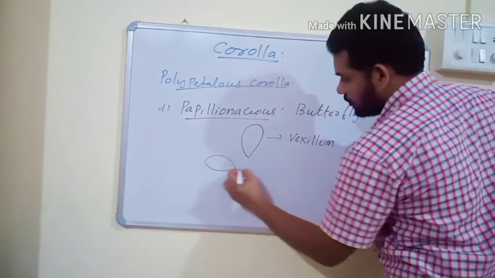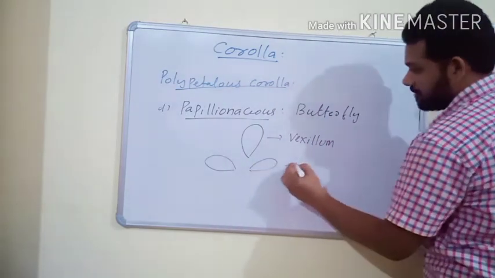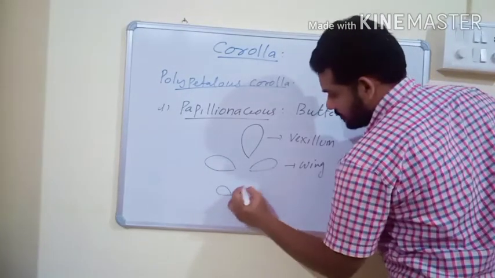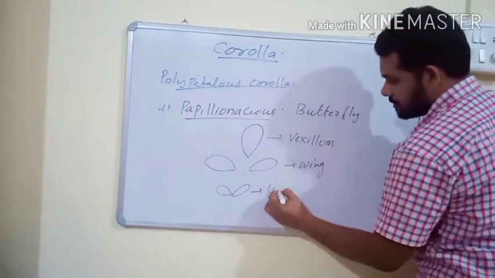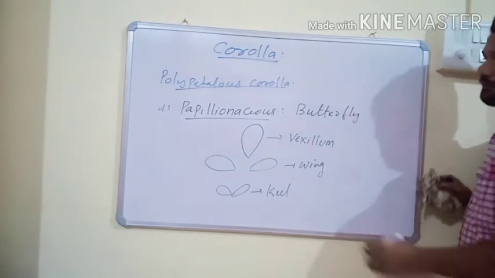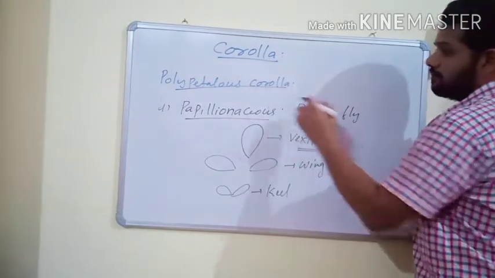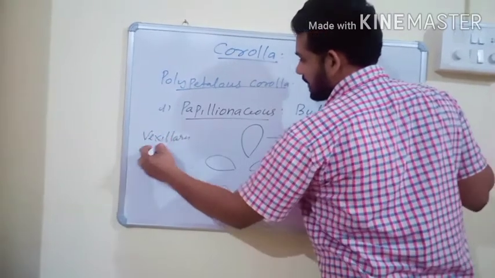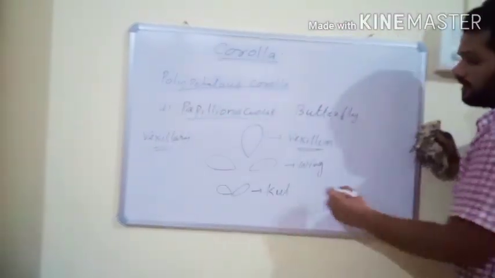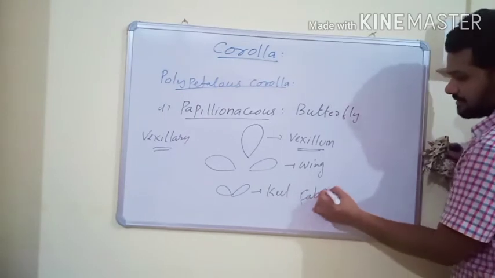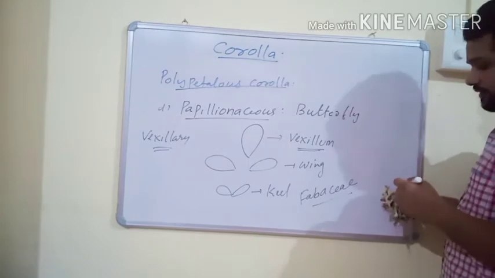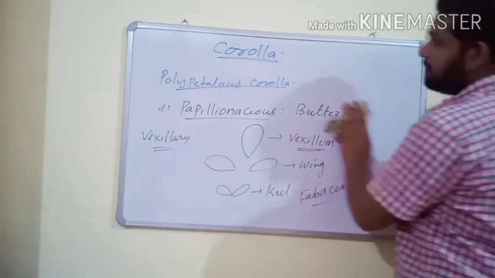And there are 2 wing petals. These 2 lateral petals are called wing petals. And there are 2 fused petals, and these 2 fused petals are called keel petals. And due to the presence of vexillum, papilionaceous corolla is also called vexillary corolla. And this type of corolla is the characteristic feature of family Fabaceae. These are the 4 different types of polypetalous corolla.